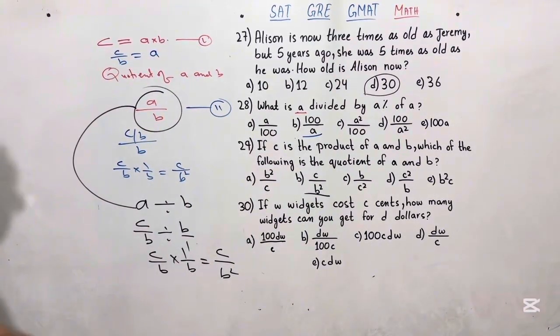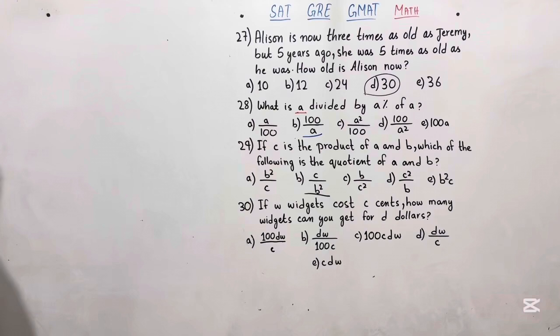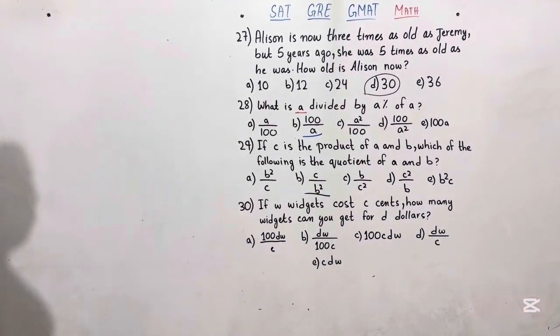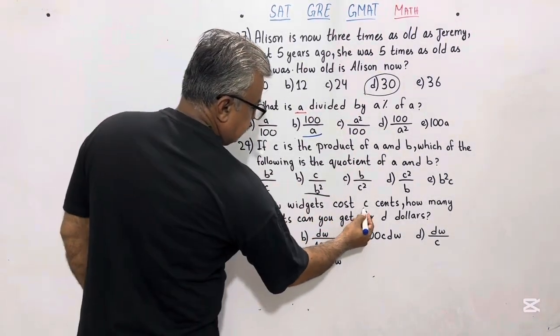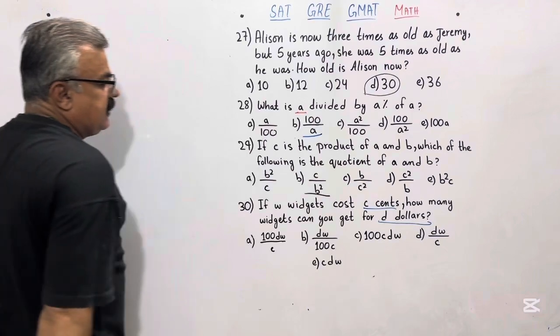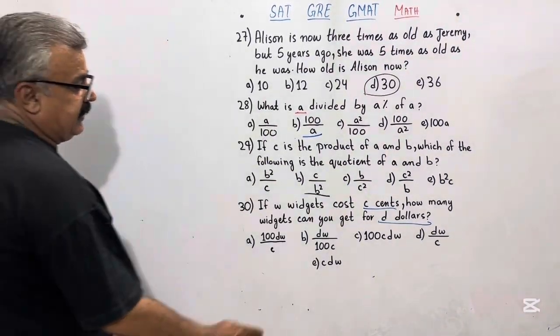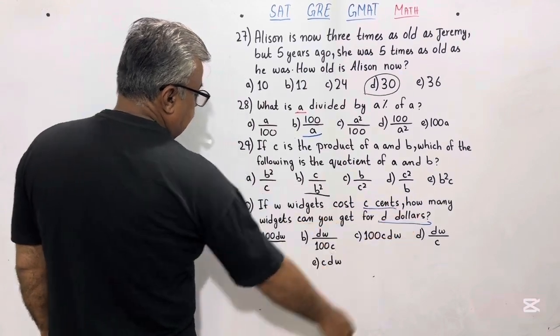Moving towards the next question, the final one. If W widgets cost C cents, how many widgets can you get for D dollars? Look, it is in cents, it is in dollars. Make the units parallel. Convert both of them into cents or into dollars. Take care of this thing.